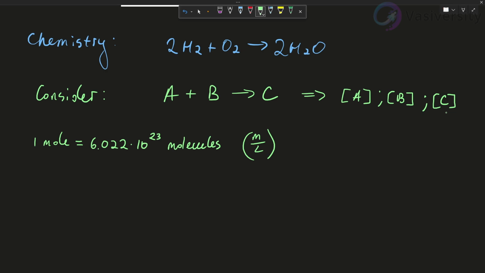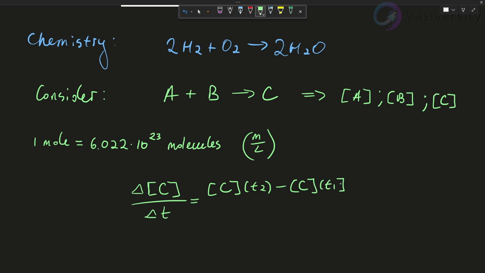Okay, right? So they are all functions of time. As time passes, the concentration changes. So the average rate of a reaction of the product C over a time interval is going to be as follows: delta concentration of the product over delta time is equal to the concentration at time t2 minus the concentration at time t1, over t2 minus t1, which is a standard average rate of change, right?